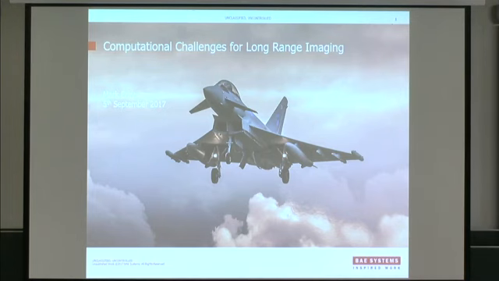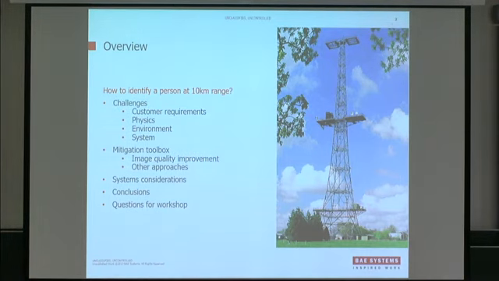Okay, so this talk's going to be slightly different because I wouldn't by any means claim to be a mathematician. So I want to set you a problem and get you to tell me how to solve it. The problem's there in orange. What I want to do is use imaging to be able to identify a person 10 kilometers away. And that's a challenge. It's not going to be easy for you to solve this.